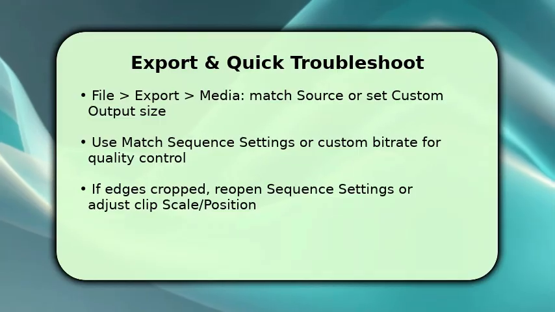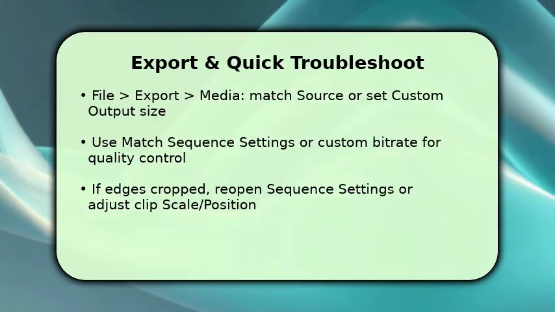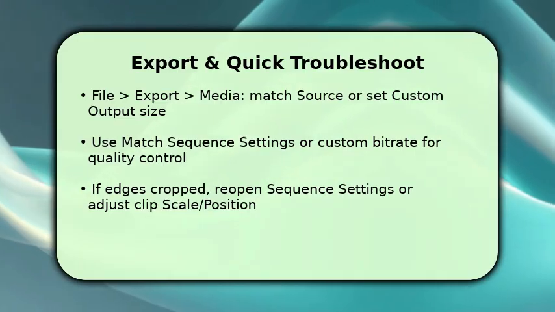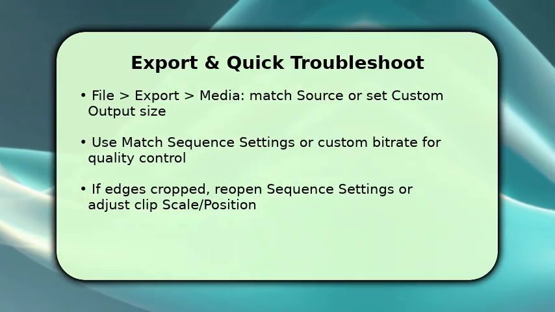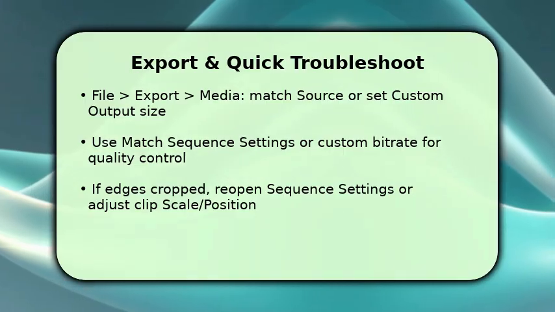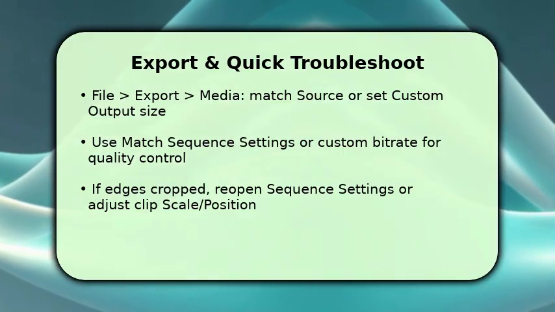If content is cropped or blurred, go back and adjust clip scale/position or revert sequence settings and try Set to Frame Size instead. If nothing fixes it, check pixel aspect and source resolution.